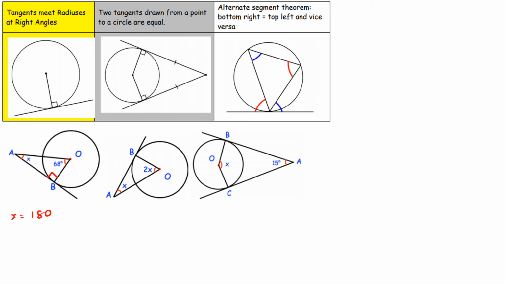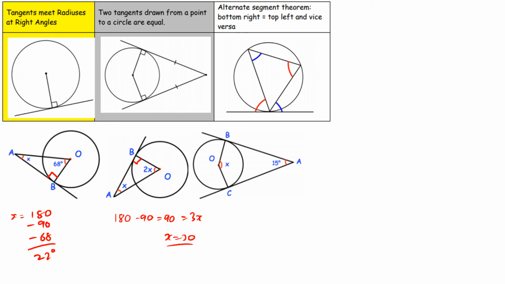And so x is 180 minus 90 minus 68, 22 degrees. For the second one, we would see a tangent, we'd put in a right angle, and then we know that 180 minus 90 is the 3x that remain, which is the x plus 2x. So we can divide by 3 and then get x is 30, so that's a 30, 60, 90 triangle.